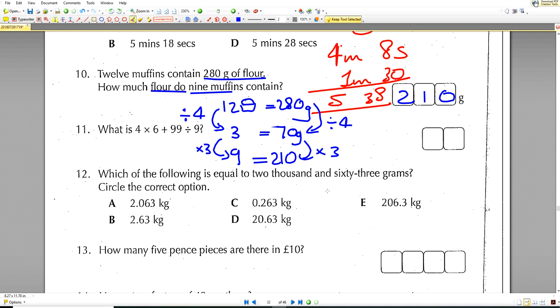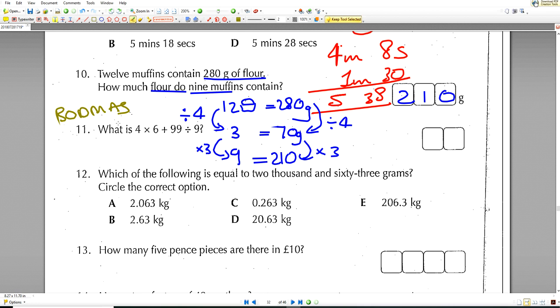Okay, now question number 11. Change color again once more so you can see the difference in the questions. Now this question we must use the mathematical method. It's actually BODMAS. Okay, right, so what is 4 times by 6, add 99 divided by 9?